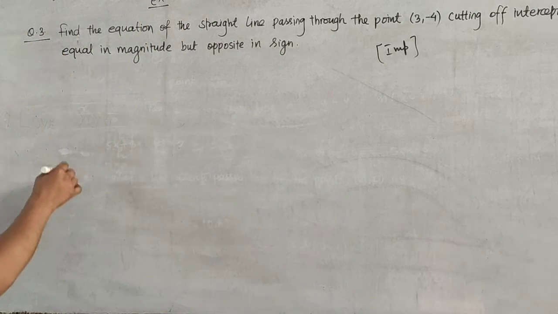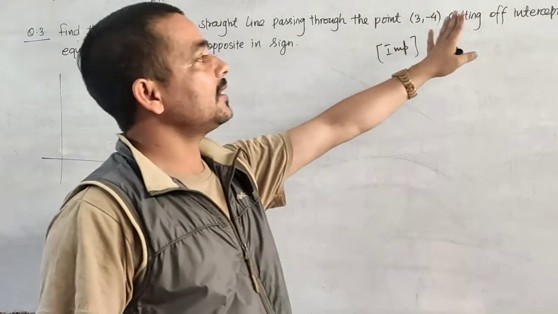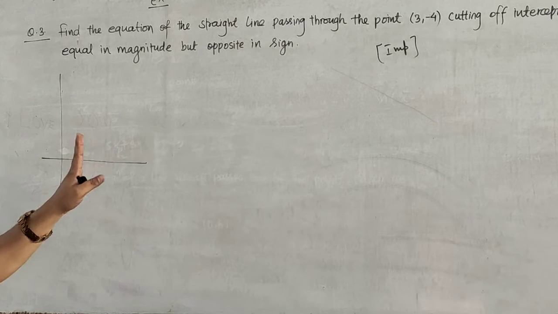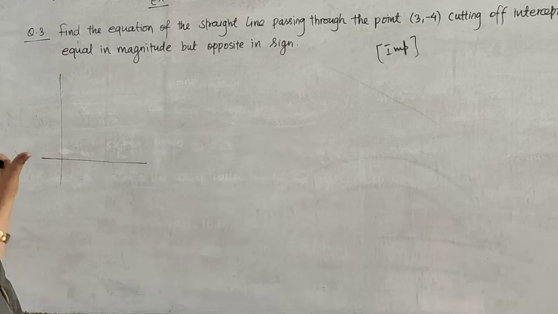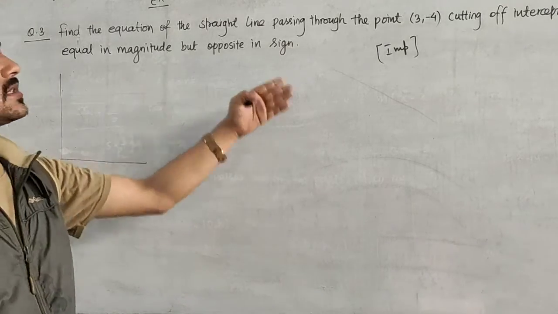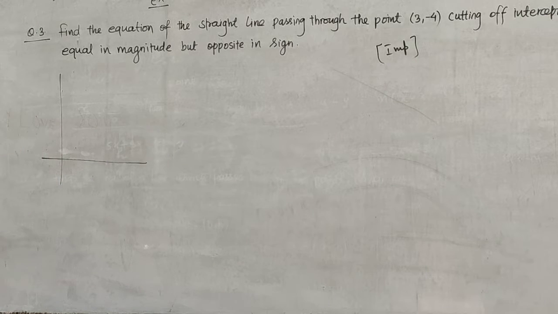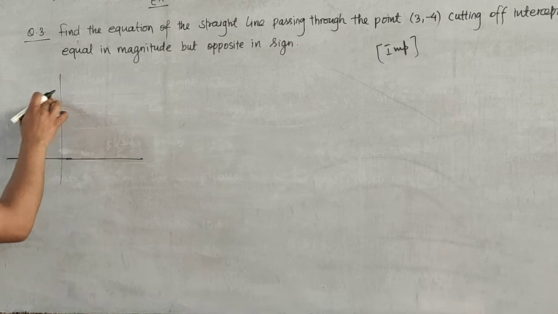Find the equation of a straight line that cuts equal intercepts. Both intercepts are equal in magnitude, but opposite in sign. Both are not positive, both are not negative. If one intercept is positive, the other is negative. If it is positive, it is negative.